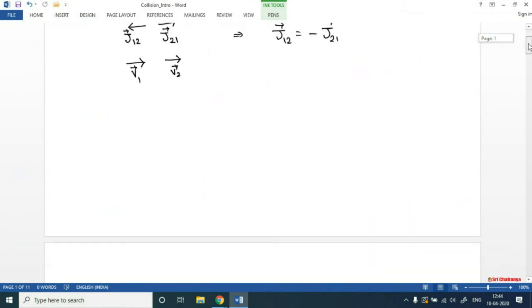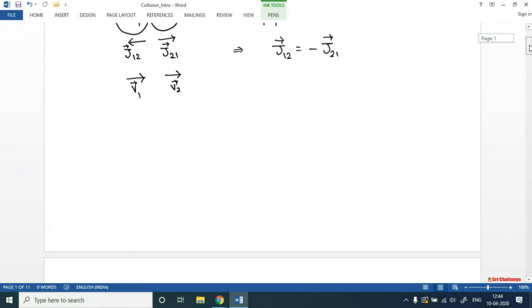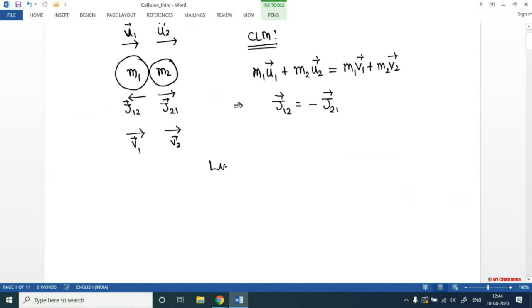Another thing I want to discuss is something called line of impact. As the name suggests, during the collision, the colliding bodies are exerting impulsive forces over each other, and the direction of that impulsive force is known as the line of impact. For example, let me show it illustratively. This is one body and this is the other body, and this is the moment when they are in contact with each other. The common normal at the point of contact is the line of impact.